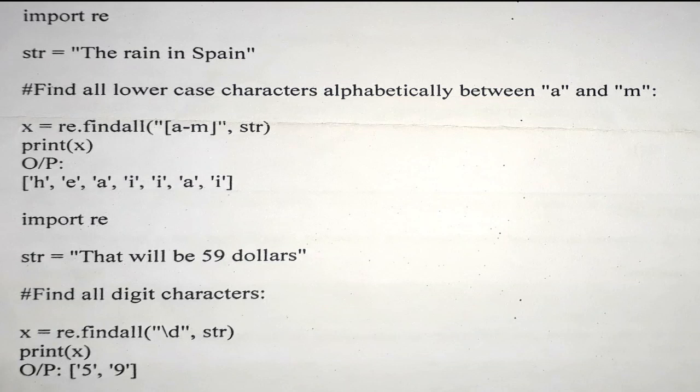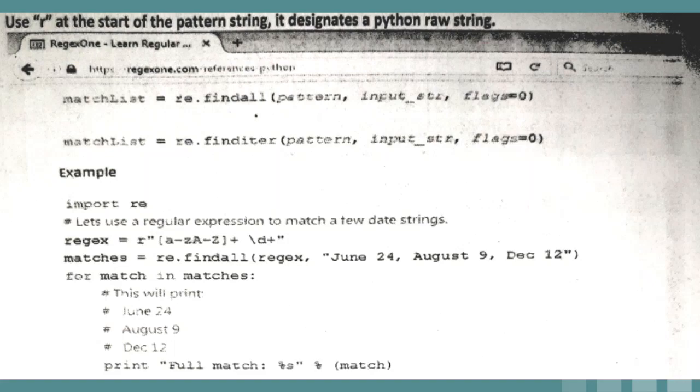So now in our example, because of re dot find all within a round bracket, within a double quote, slash d comma str, what will happen? Slash d means it will find all the digits and then store them inside x. So now we are having 5 and 9, and again we got the output in the form of a list. I hope this is clear to you, because that particular printout is not proper actually.